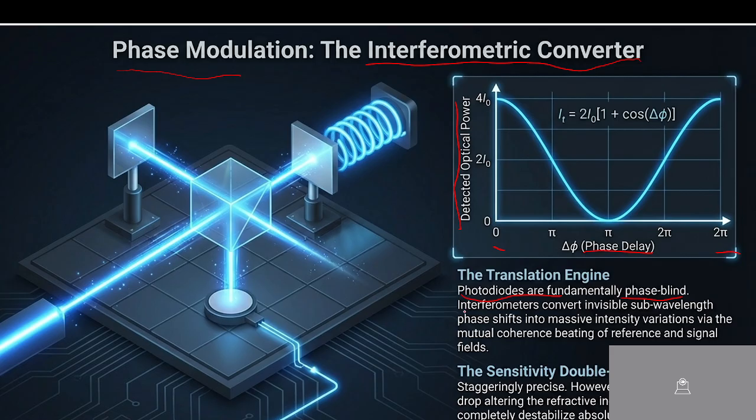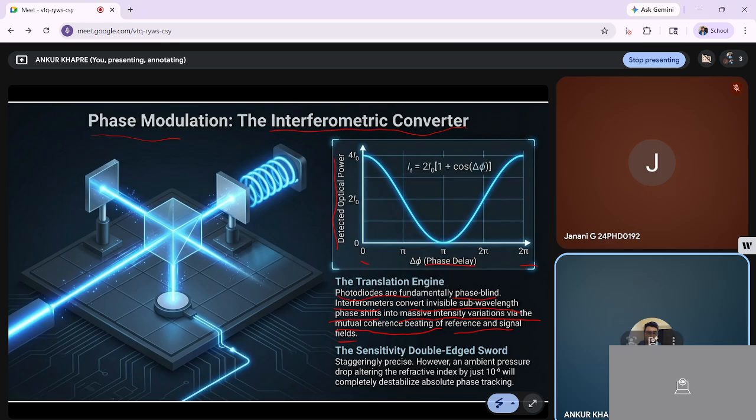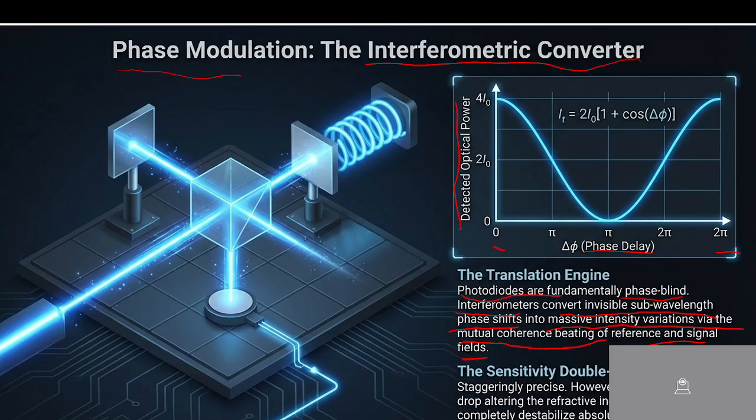So this interferometer converts the visible sub-wavelength phase shifts into massive intensity variations via the mutual coherence beating of the reference and signal field. Using this, it can translate the phase into intensity, which can be used as a signal carrier.